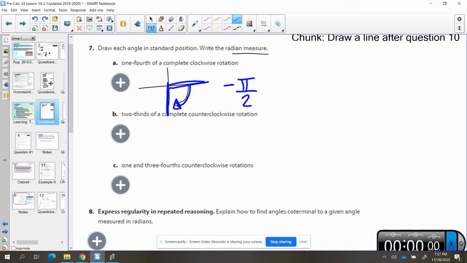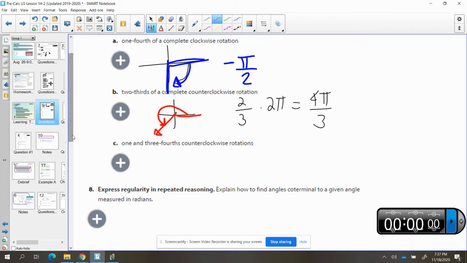Well, 2/3 of a complete counterclockwise rotation will require us to take 2/3 of 2 pi. So in this case, that is 4 pi over 3. And 2/3 of a rotation is going to bring us into quadrant 3. And this one's going to be positive due to the counterclockwise rotation.